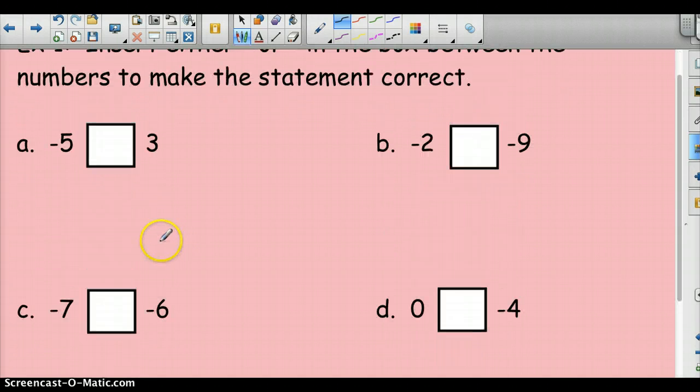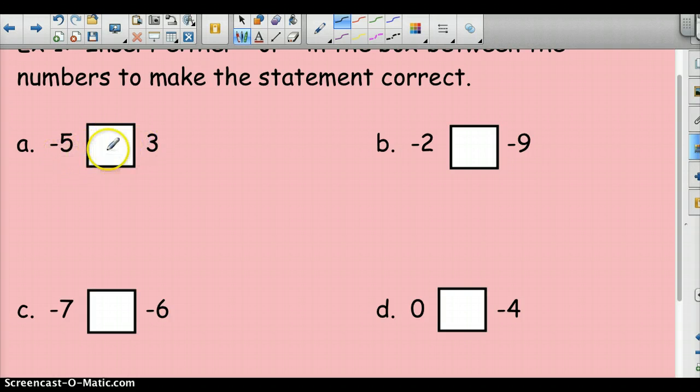Alright, so here's what I want you to do. I'm going to fill in the answers in a second, but stop this video and go ahead and answer each one of these. Use an inequality symbol on each one. So go ahead, I'll be back in a minute. Alright, hopefully you've taken care of that now. Now I'll fill in the answers.